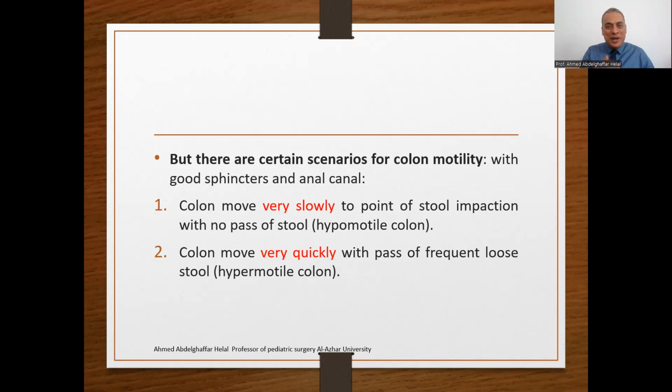So despite the presence of intact sphincter and intact anal canal sensation, sometimes the stool can pass. So this is a very important element for the continence mechanism: the bowel motility. How does the colon move? Does it move very slow to the point of stool impactions and slow transit and slow motility colon? Or on the other hand, does it move very quickly with the passage of loose stool? It's a very important determinant for fecal continence.